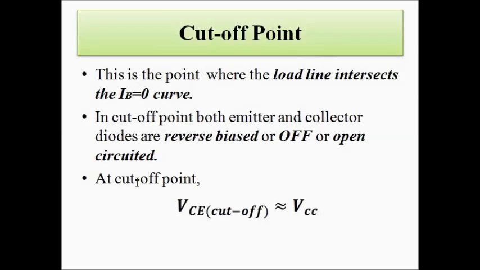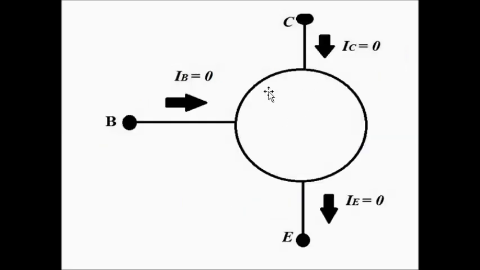Now I will explain the first and the third point at a later stage, so please have some patience. Next, this is the cutoff mode of operation, where both the PN junction diodes, the emitter and the collector diodes, are reverse biased, they are off, they are open circuited. As a result, all the BJT terminal currents are 0.